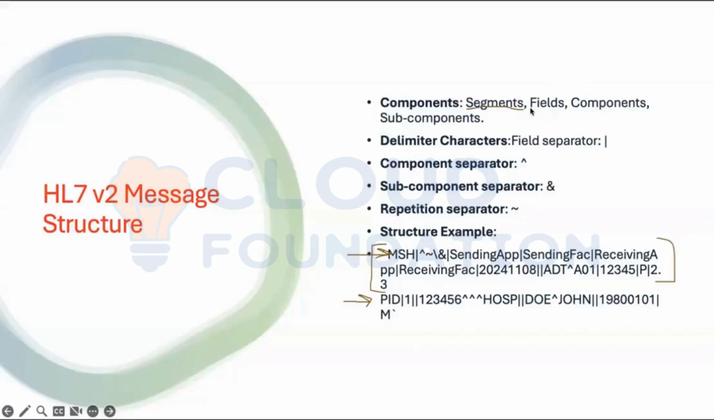Now there will be fields within a segment, and those fields will be denoted by a pipe delimiter. You see this pipe delimiter here, and you see this pipe delimiter also here. Every time you see a pipe delimiter, a new field will start. This is a new field. This is also a new field.